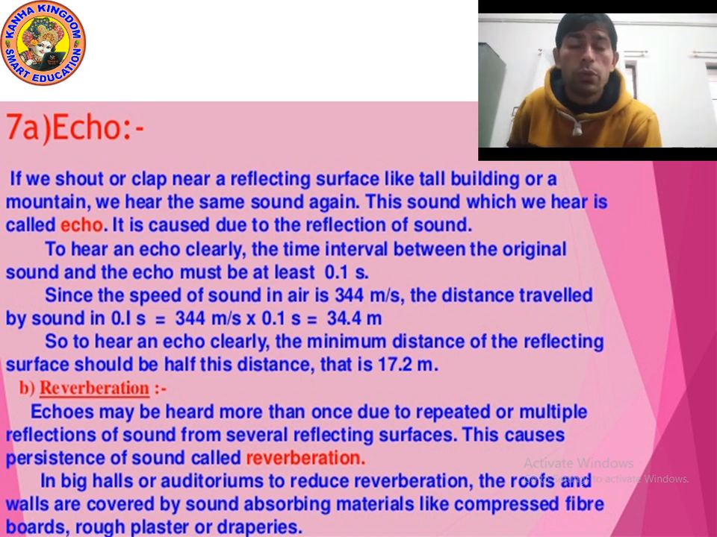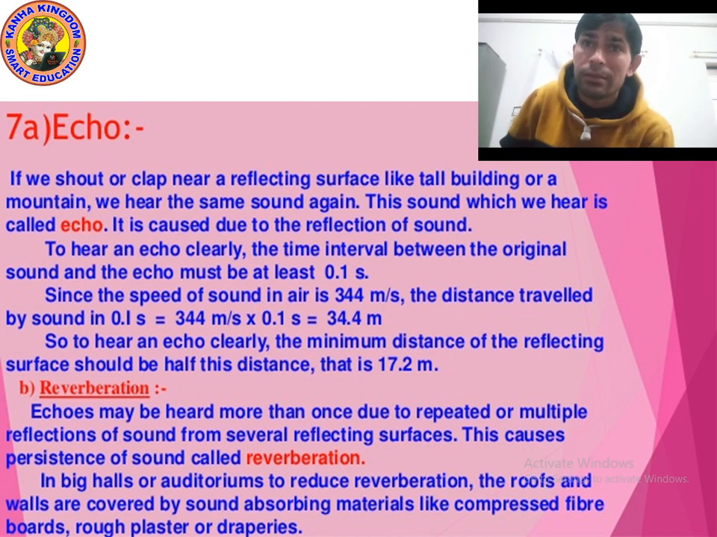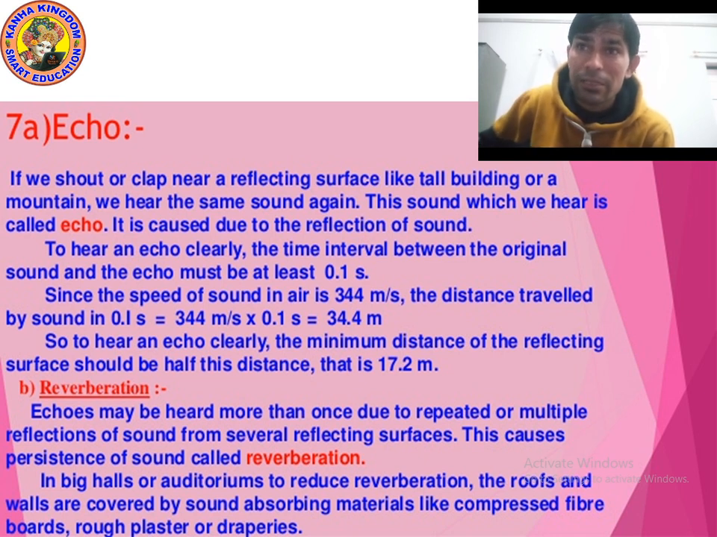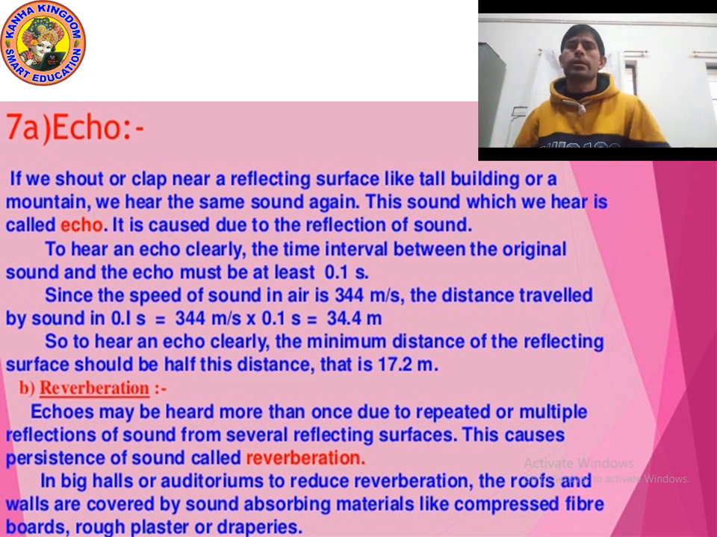So remember kids, to hear the echo, the minimum distance of the reflecting surface should be half this distance, means 17.2 meter, because in 0.1 second the sound travels 34.4 meter. So if the minimum distance of the reflecting surface is 17.2 meter away, then you can hear. That is the meaning of echo.